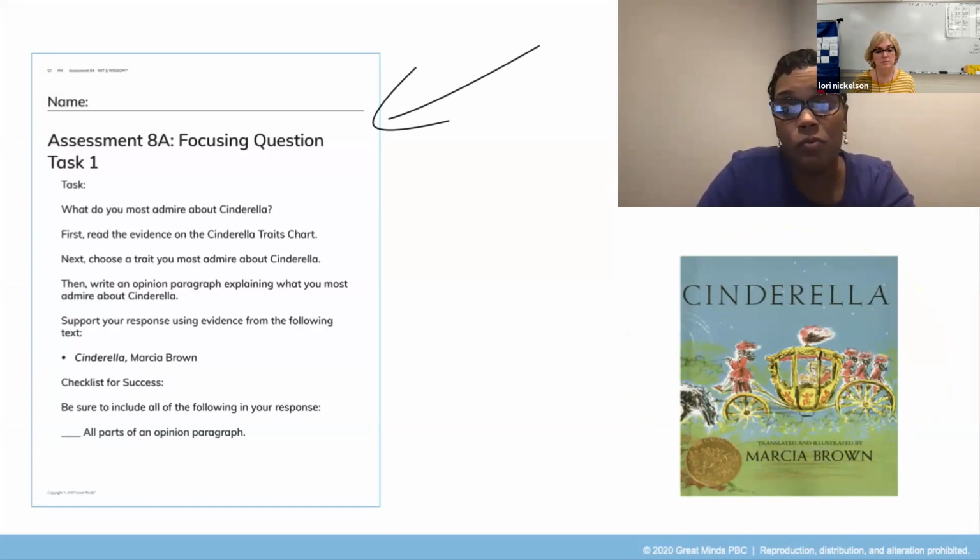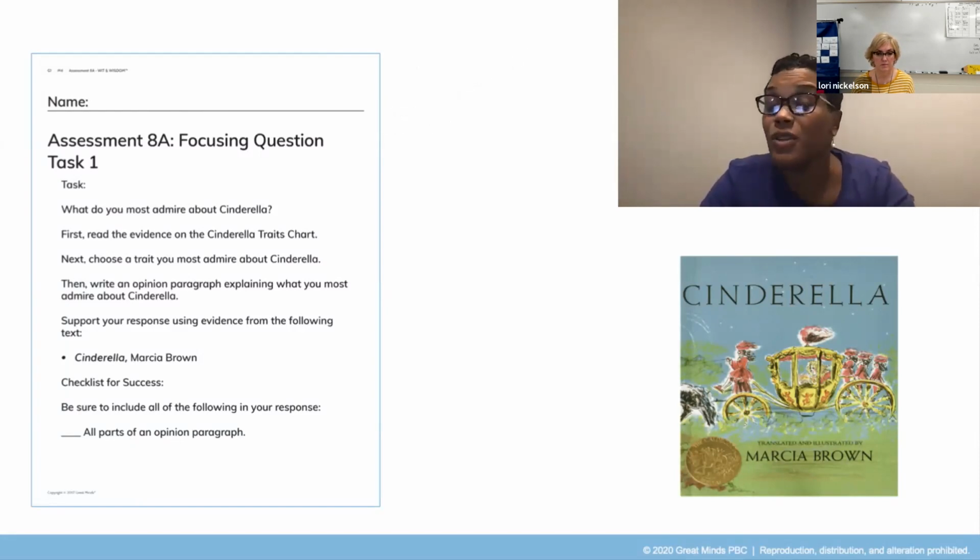Then, write an opinion paragraph explaining what you most admire about Cinderella. Support your response using evidence from the following text. Cinderella, adapted by Marcia Brown. Checklist for success. Be sure to include all of the following in your response. All parts of an opinion paragraph.